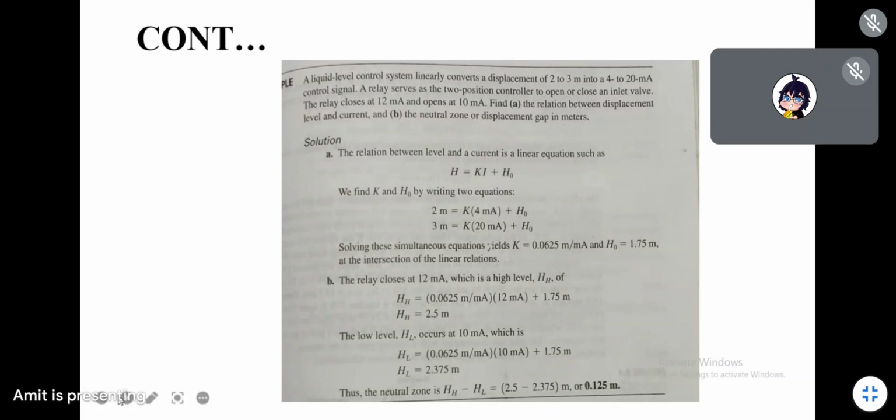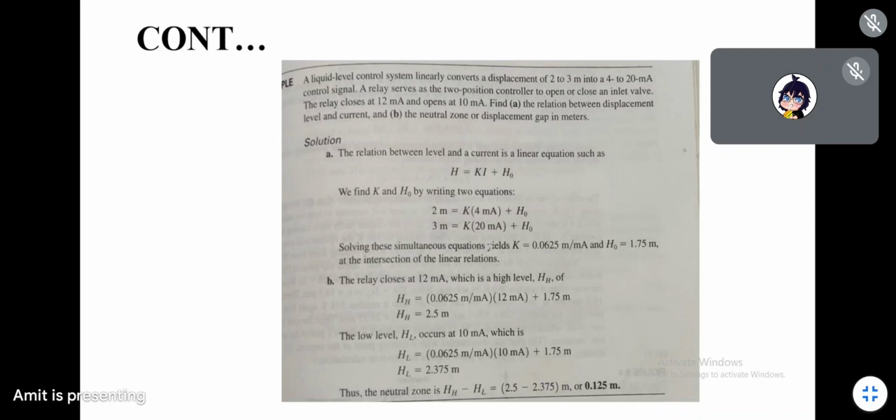Okay. So now I should find out, when the relay closes at 12 milliampere, what the liquid level height is. I can find it by this formula. So H high I am finding as k, putting in this value of k, and current is 12 milliampere, plus H naught, which is 1.75 meter. Sorry, this is H naught. So H high level is 2.5 meters.